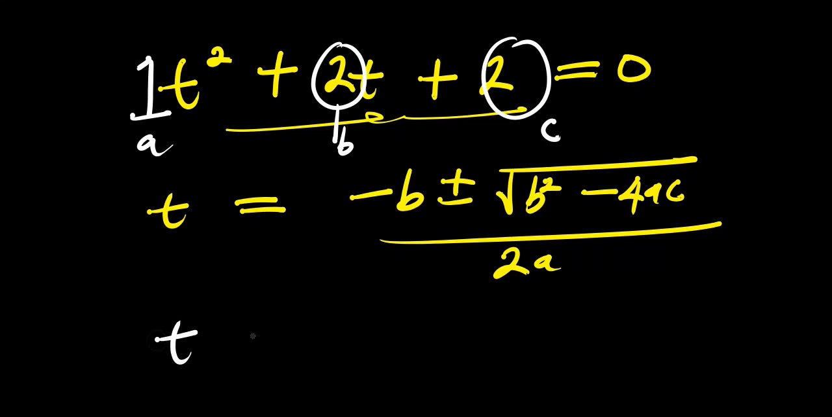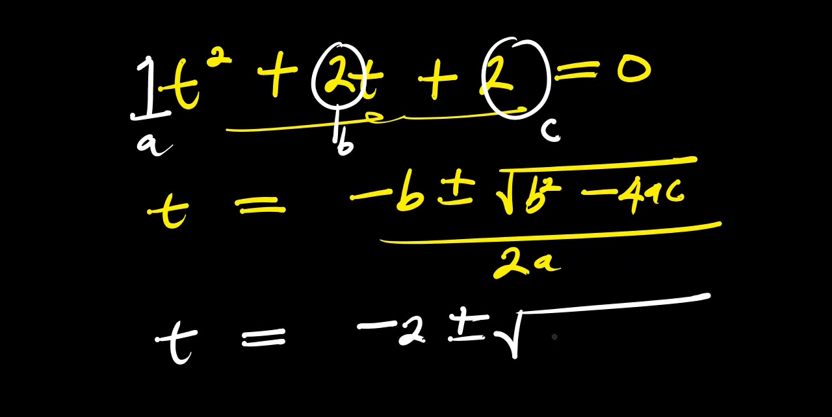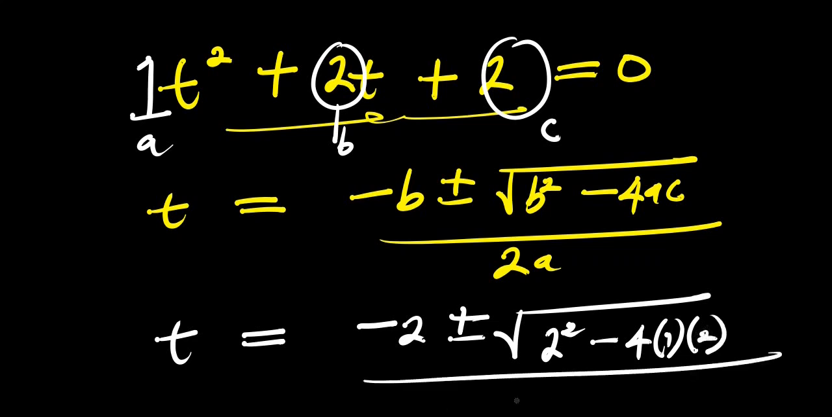So we have t equals negative b. Our b right here is 2. So we have negative 2 plus or minus square root of b squared, that is 2 to the power of 2, minus 4 times 1 times c. c is 2. And this is divided by 2 times 1.